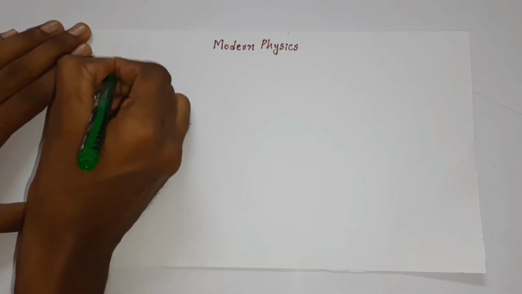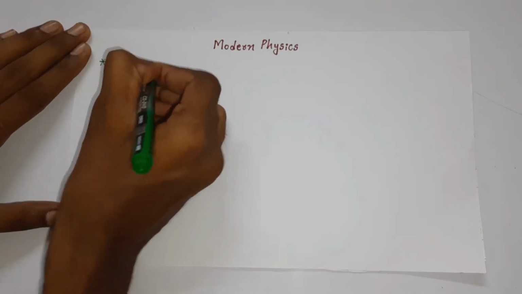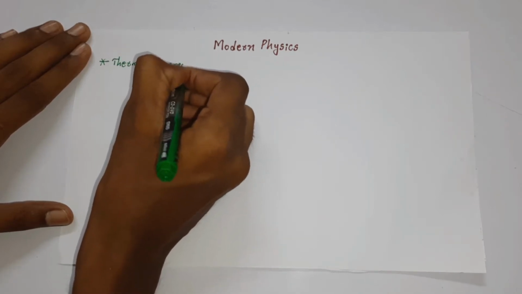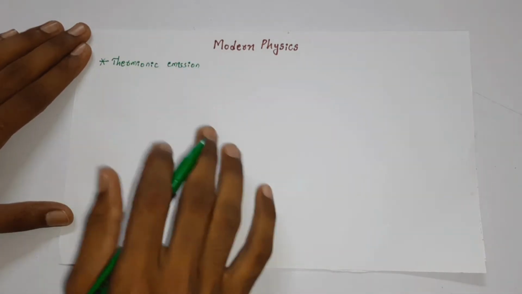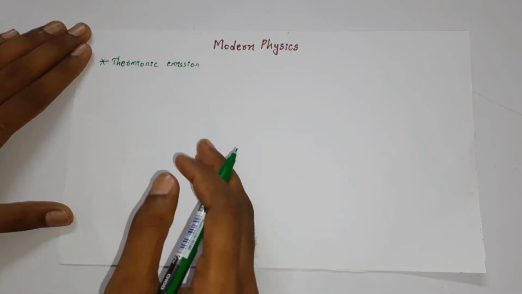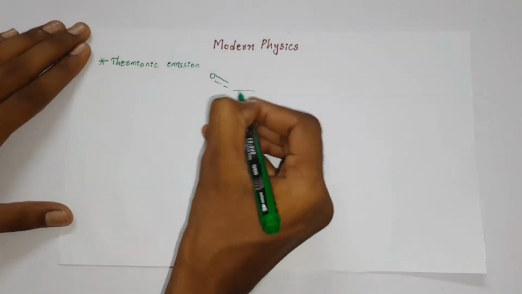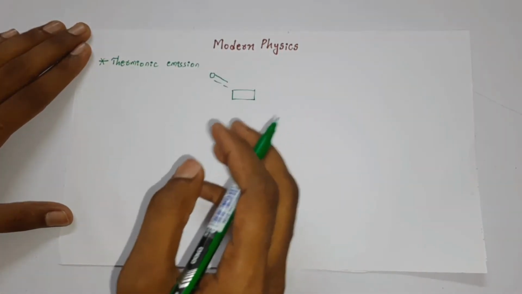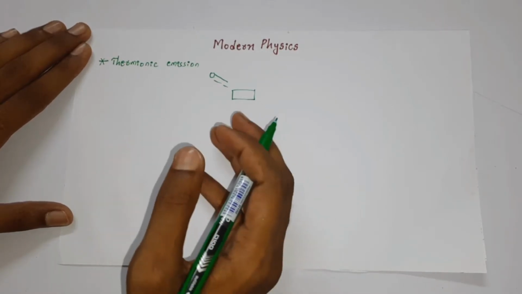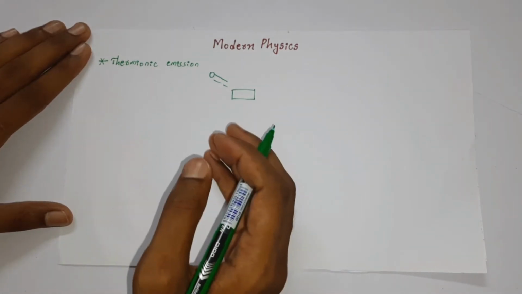The first thing is, what is meant by thermionic emission. Thermionic emission is the liberation of electrons from a metal by virtue of its temperature. When a light ray falls on a metal, its temperature will be raised. Due to this rise in temperature, the electrons within the metal will be ejected from the metal. So this is called liberation of electrons from the metal due to the rise in temperature.